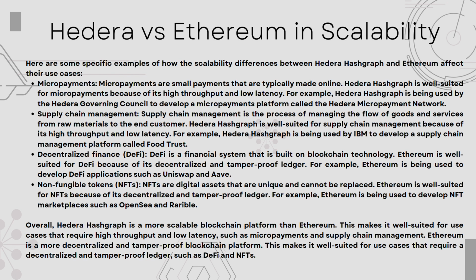Supply chain management is a process of managing the flow of goods and services from raw material to the end customer. Hedera Hashgraph is well suited for this purpose because of its high throughput and low latency. For example, IBM is developing a supply chain platform known as Food Trust.